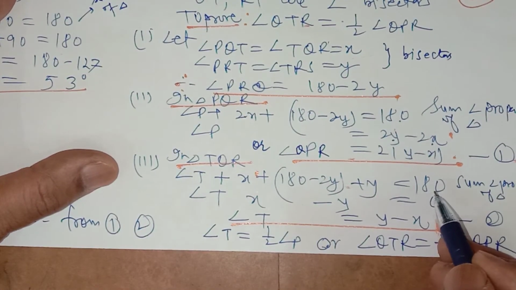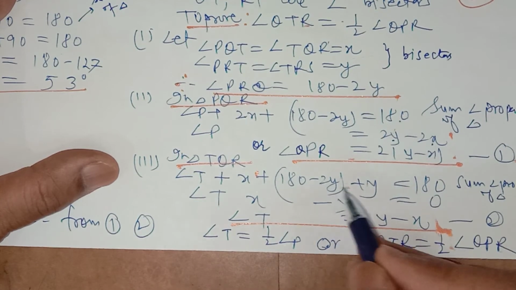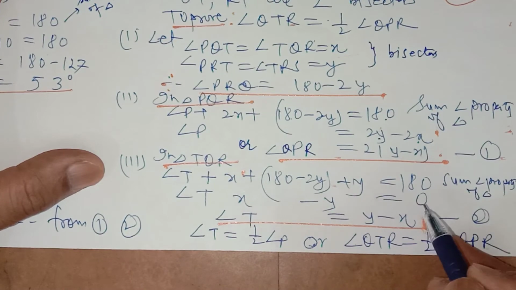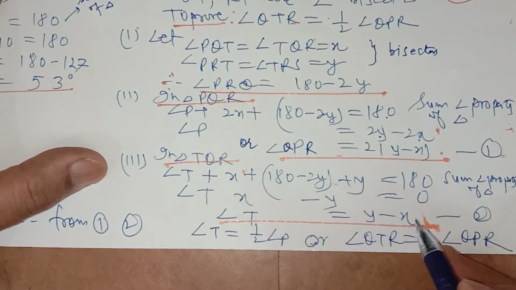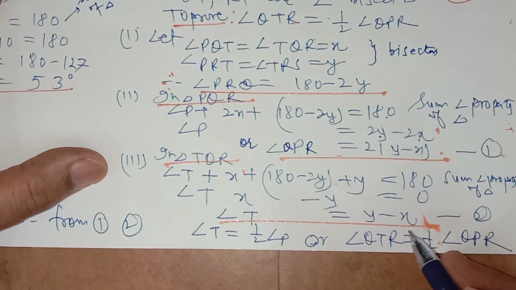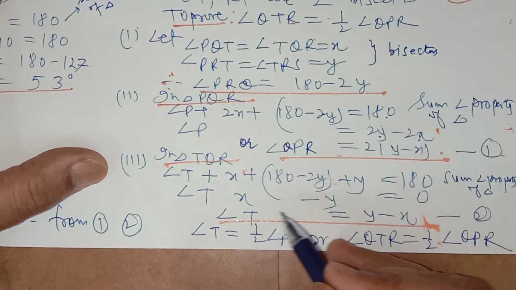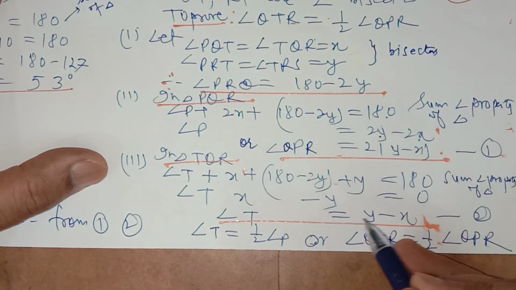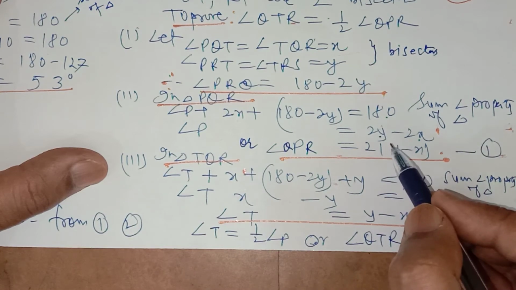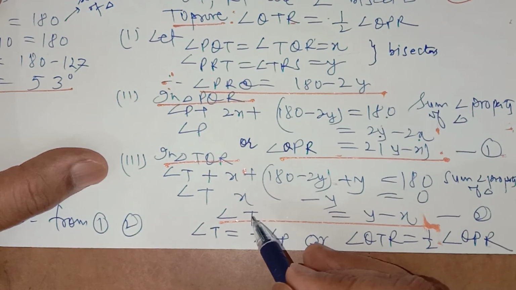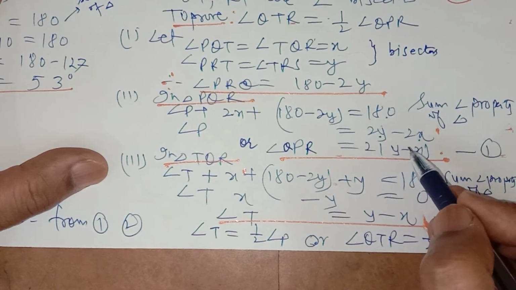180 will be cancelled out with 180 degrees, minus 2y plus y will be equal to minus y, and plus x. So this comes out to be minus y plus x. Take to the right hand side. So angle T is equal to y minus x and angle P is equal to twice y minus x. So it is clear from these two steps that angle T is equal to half of angle P. Angle T is half of angle P because it is twice y minus x, and this is y minus x.